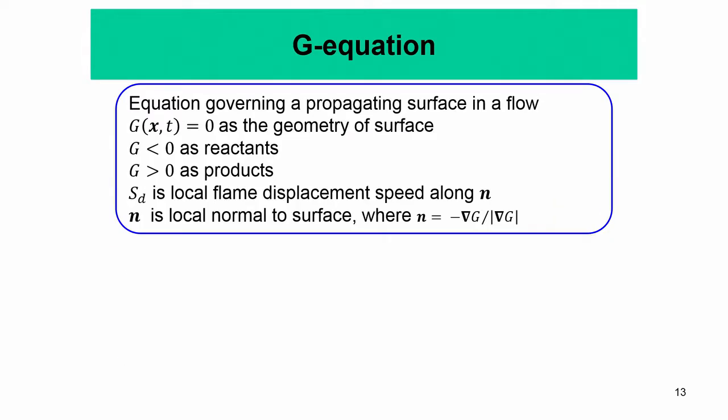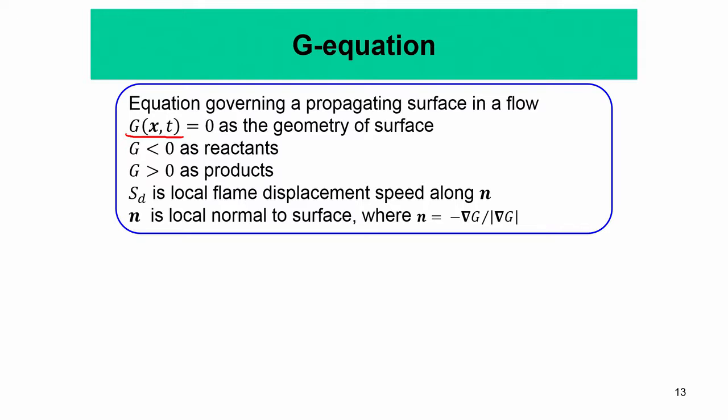We will just revisit it. The G equation is a field equation where you describe a G field everywhere inside your domain, and then you select one of the isosurfaces of that G field. Say that isosurface is given by G(x,t) equals 0, as you see here. The propagation, movement, stretching and folding of this isosurface mimics the dynamics of a turbulent flame surface.